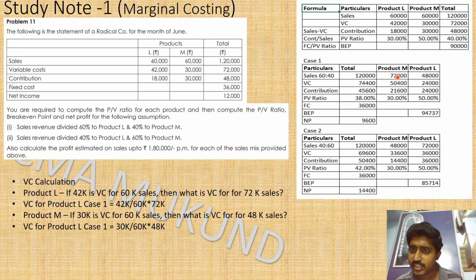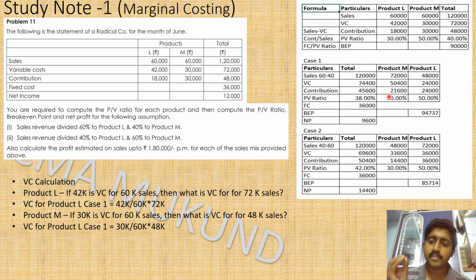So 60% to 40%, sales is divided. Yes, so this is a very simple problem, but a very simple mistake the students make. The mistake is in the calculation of variable cost. What students usually do is, for the 72,000 sales, they just go here, take 42,000 variable cost, put the 42,000 here, calculate the contribution and PV ratio, and they proceed.